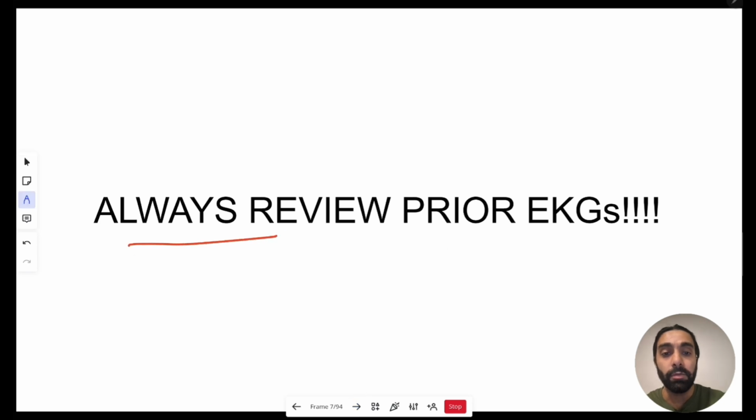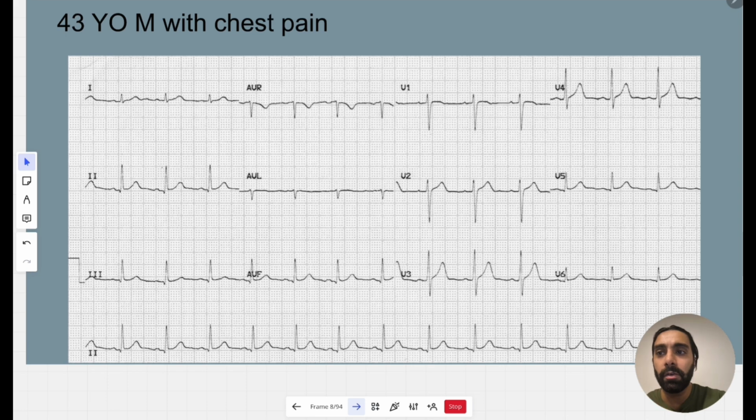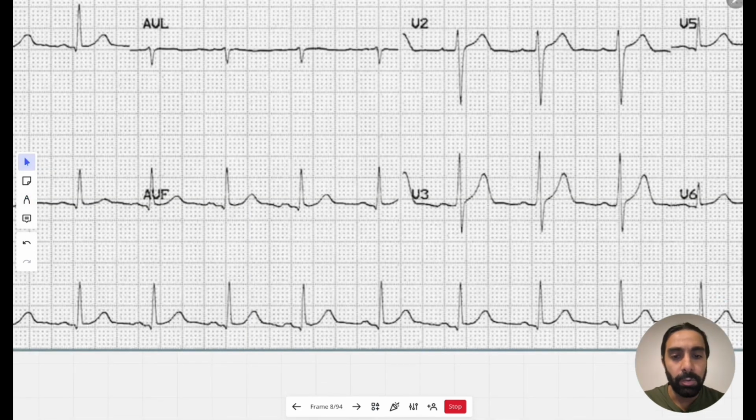Always, always, always review prior EKGs. All right, so we'll go through this one. Always take advantage of your vignette, 43-year-old male with chest pain. Let's start off with rate.